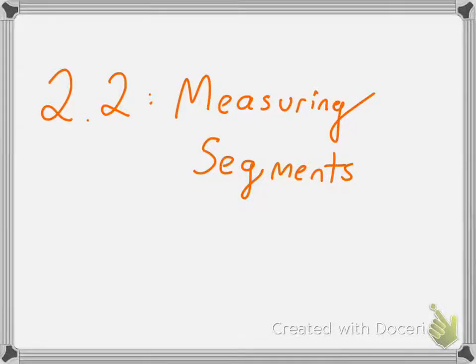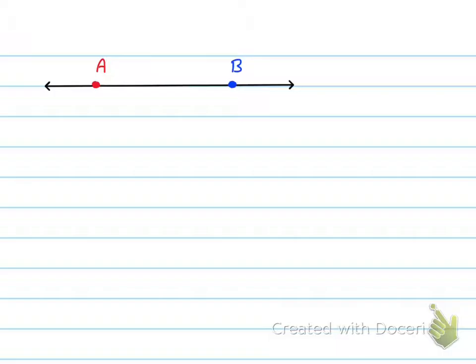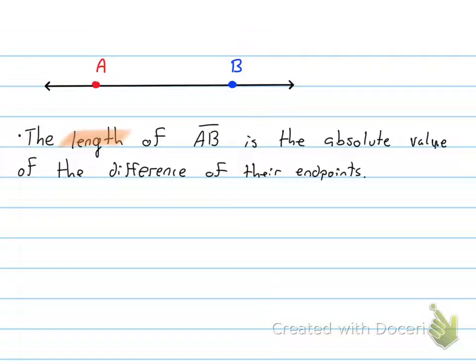Section 2.2, we're going to be talking about measuring segments. So if we get a diagram like this with AB, the length of AB is the absolute value of the difference of their endpoints. And I'm saying absolute value here because we could never find a length of something and it would be negative. So if I had a diagram like this, I could measure AB going either way.